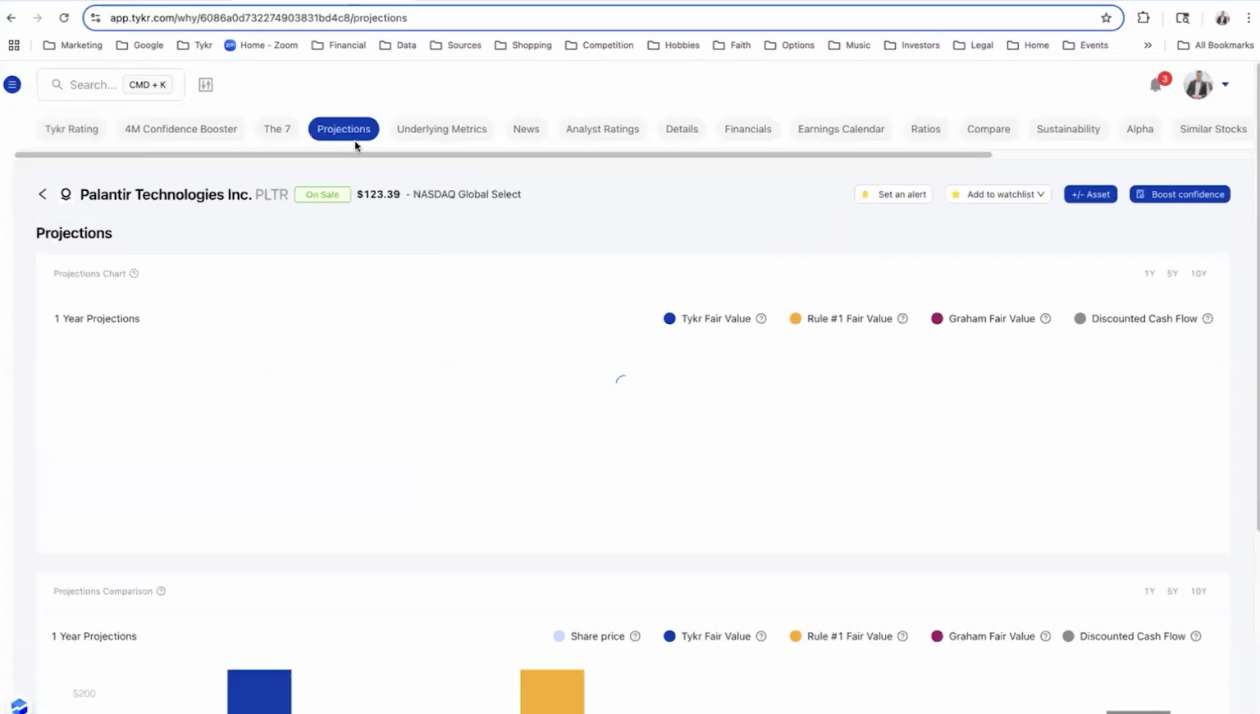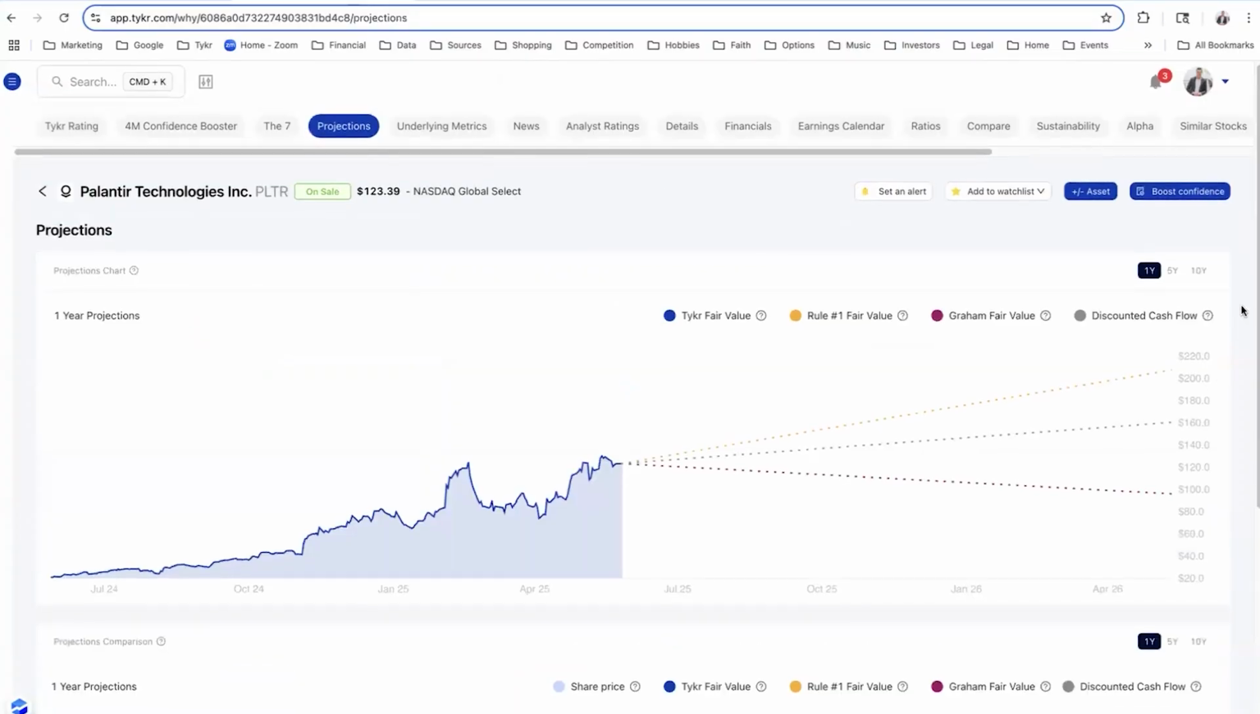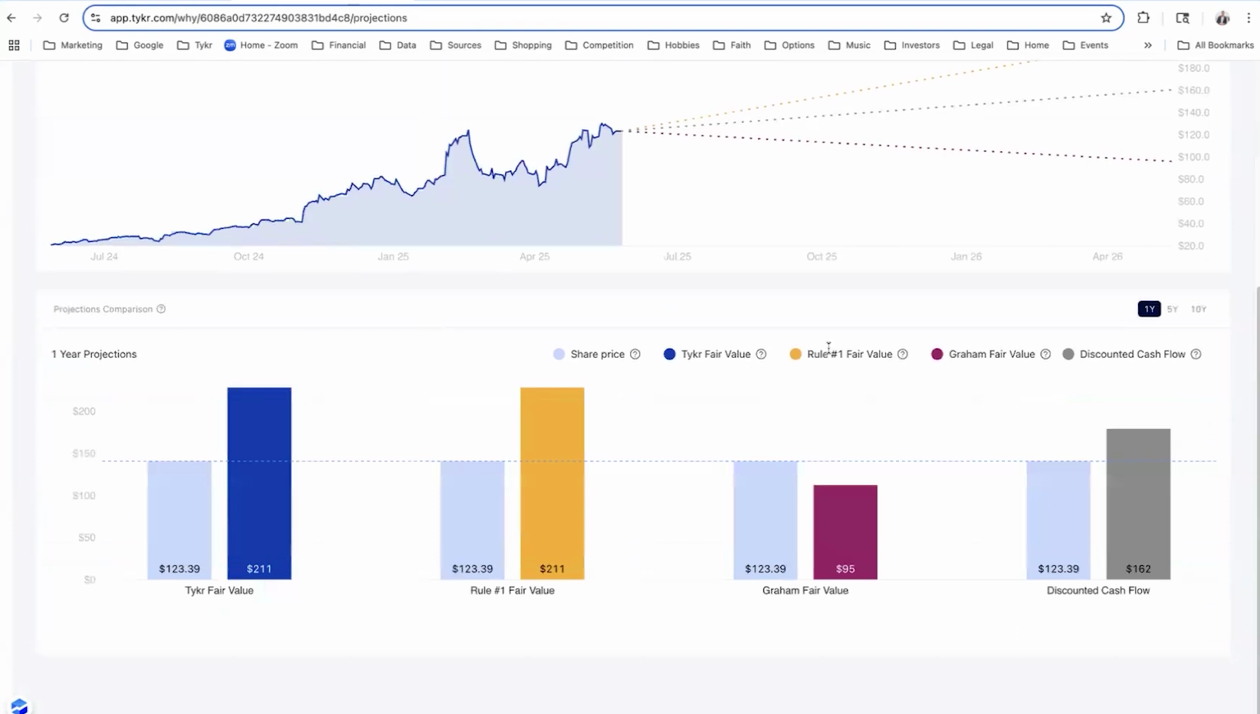So let's really dive into these 4 different ways to think about or look at the fair value. So go to the projections tab and let's scroll down, and we're going to work our way from right to left, starting with discounted cash flow.